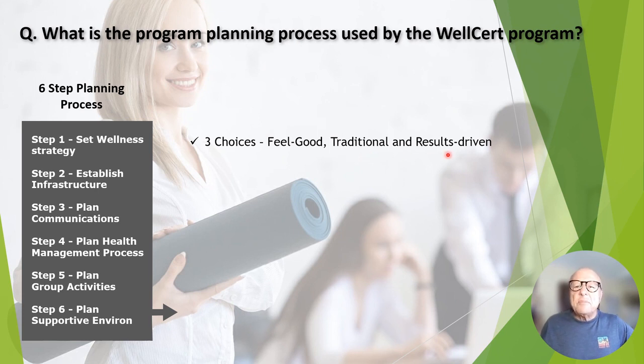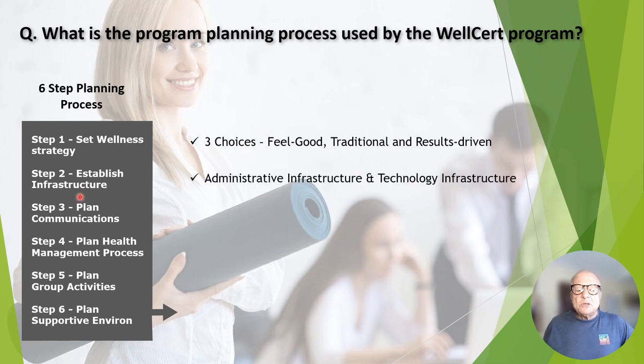And the third type of choice that you have in strategy is toward what's called a results-driven strategy, where we begin to get more serious with larger incentives, have a higher degree of integration, have a greater emphasis on productivity and other organizational benefits, but that's the results-driven strategy. Each of these 3 strategies are usually chosen at the beginning of a program, and it basically sets the stage for the rest of the planning process.